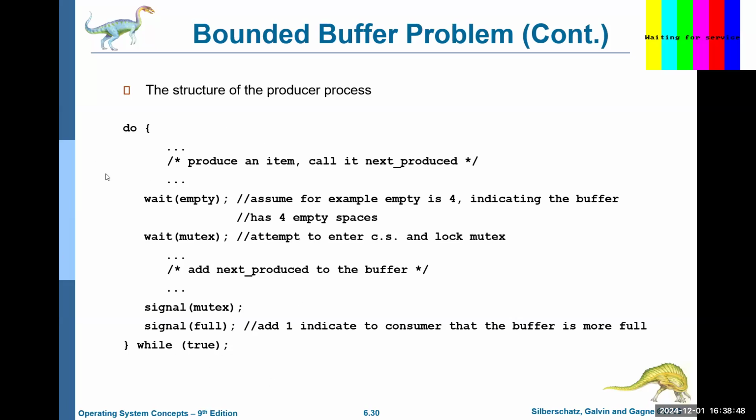And I'll keep producing. Now, if I keep doing this and there's no consumer, then eventually empty will go to 3, 2, 1, and then empty will be 0. I can't go any more empty than that. I have no more space. And full will go up to 4.